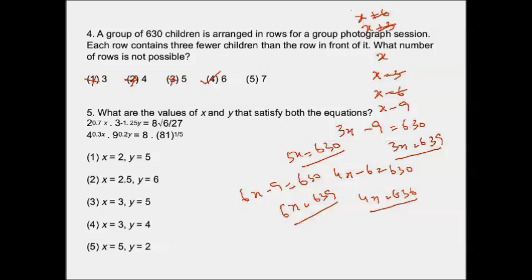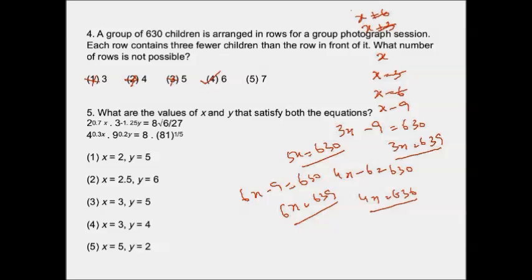Let's come to question 5. What are the values of x and y that satisfy both the equations? So obviously we have a general method that we can compare the powers of 2 and powers of 3 and find out the values of x and y. But in this case I would say that put the values of x and y straight away from the options. So you can start with any of the options. I feel that second option is a bit easier.